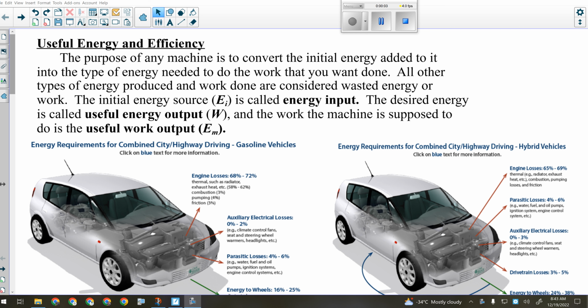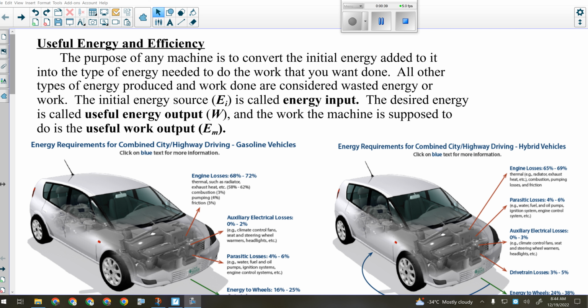Okay, last thing in this unit is efficiency. Efficiency, very simply, is how much of the input energy that goes into doing a job or into a system actually does useful work. The higher that percentage is, obviously the more efficient that system or process is. So the initial energy source is the energy input, and the desired energy or useful work is the useful energy output, or work.